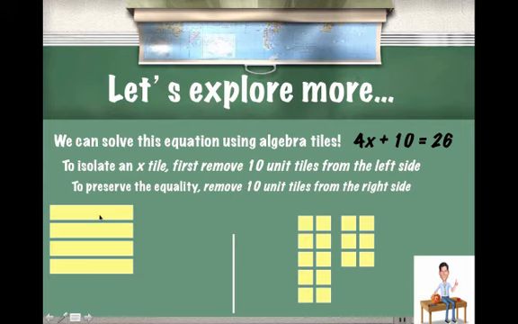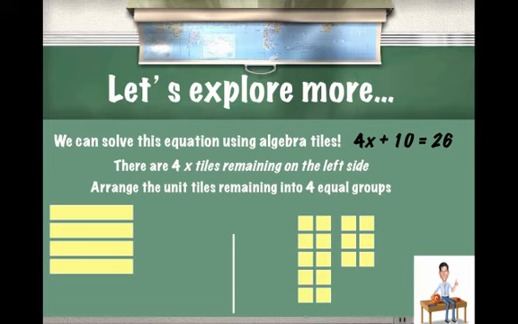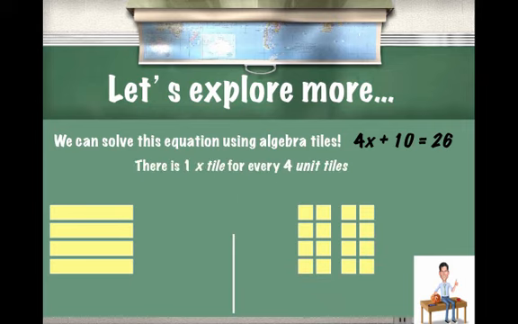What that's asking is 4 times what number equals 16? Doing some mental math, we'll know that the answer equals 4. So there are 4 x tiles remaining on the left-hand side. If we were to arrange the unit tiles remaining into 4 equal groups, this is what we could do. There is 1 x tile for every 4 unit tiles, so therefore the answer is x equals 4.